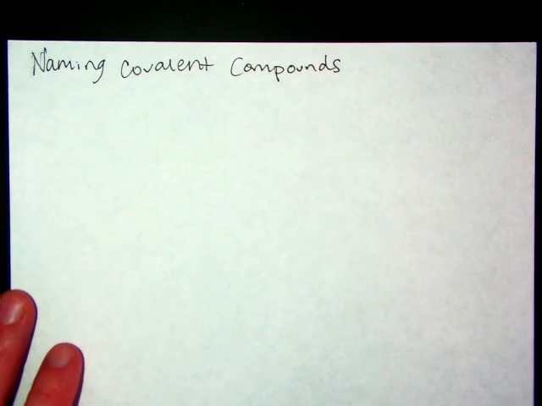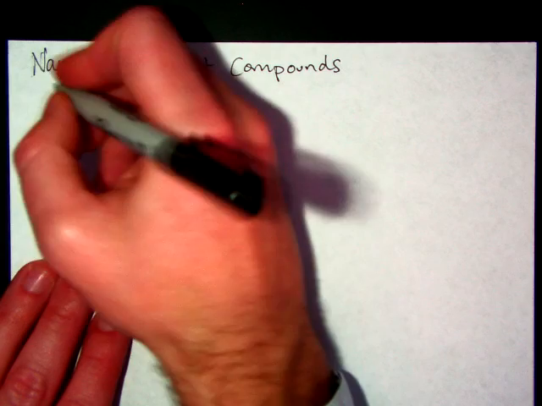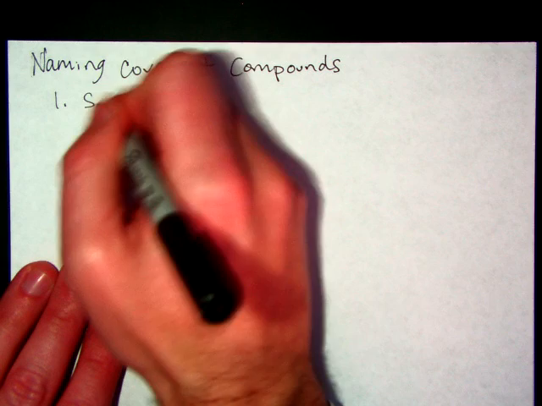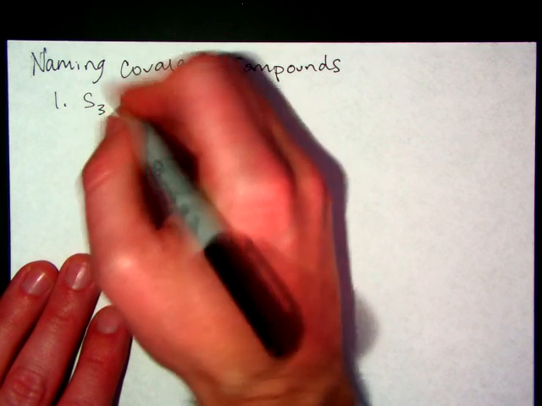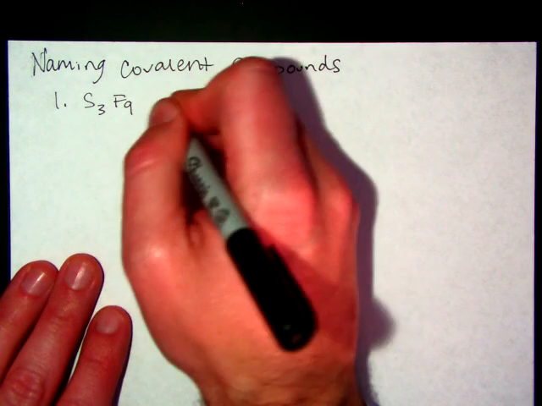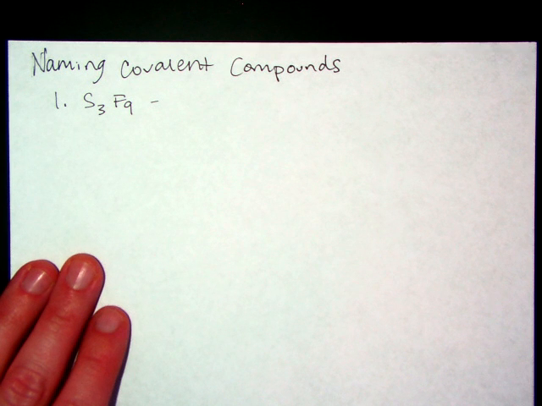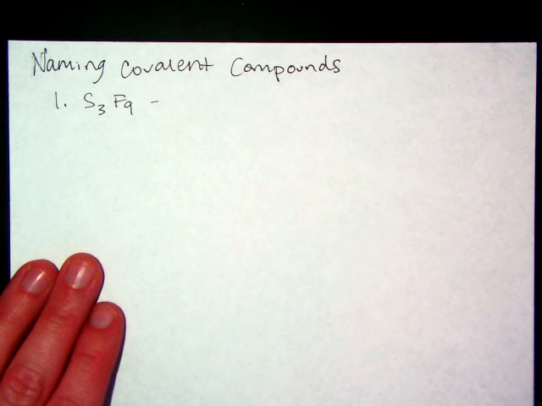Okay, so when you're naming covalent compounds, if I gave you one that looked like this, first of all, these are all two nonmetals, and the rules are very straightforward. So if this says S3F9, you literally just say what is the element and how many of them are there, and that's how you name it. So it's a lot better.